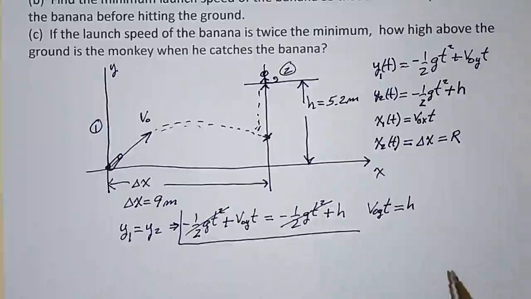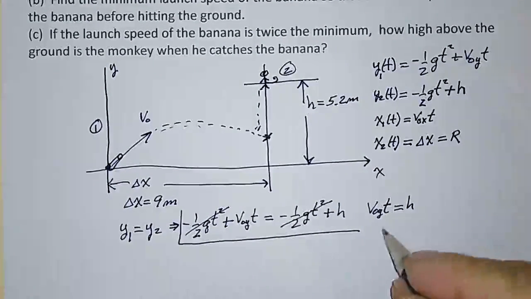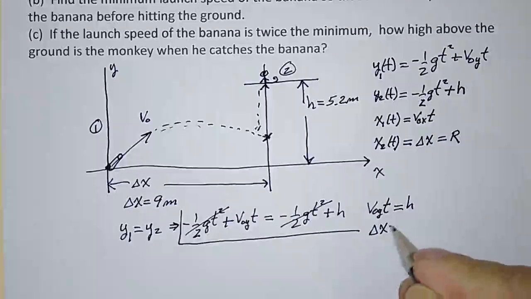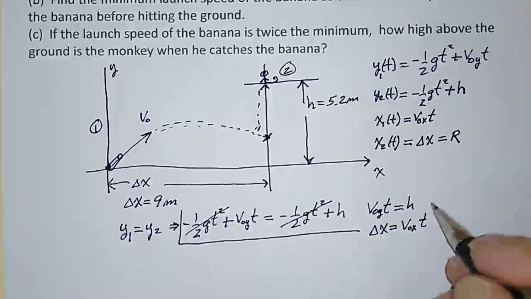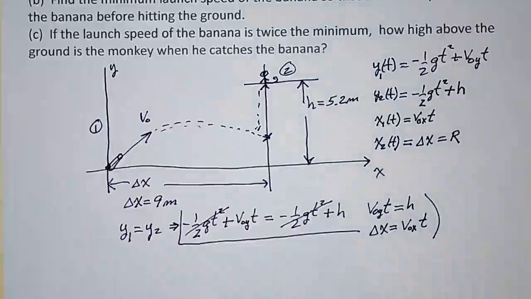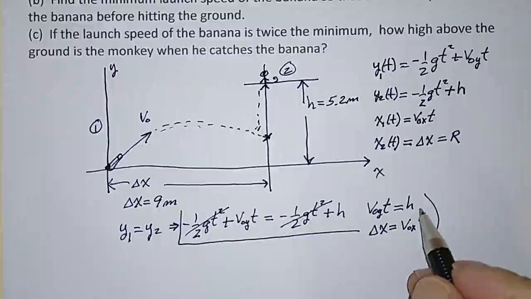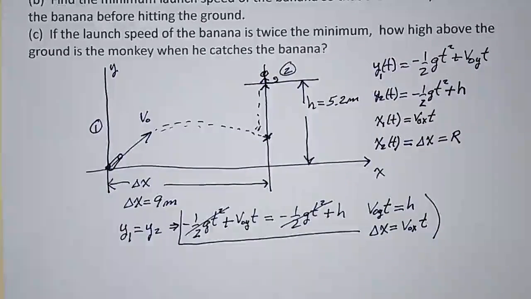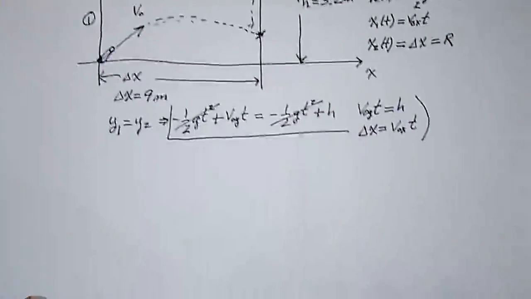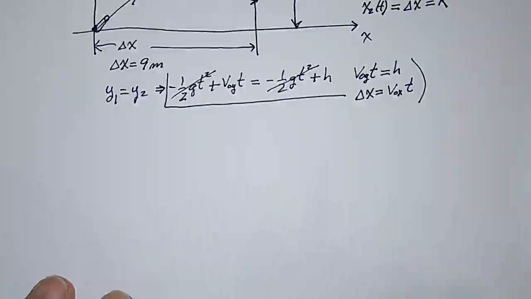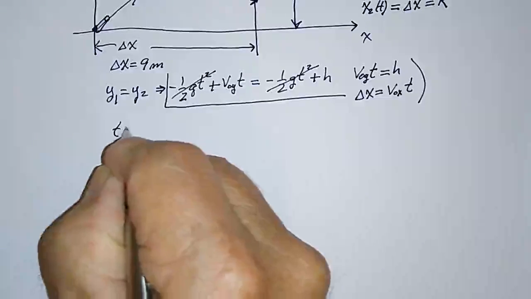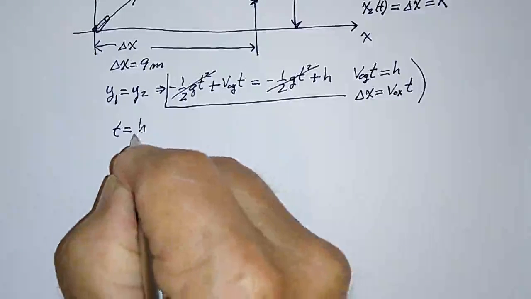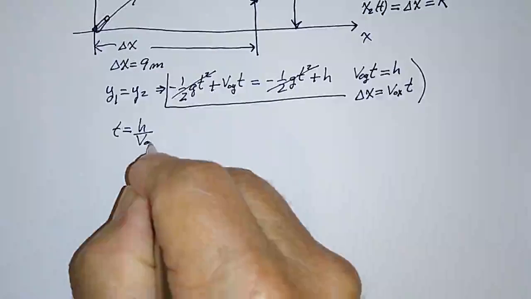I also know that in the x direction, delta x is just equal to v naught x times t. And from these two equations, I can get the answer I need. Namely, from this equation right here, let me move this up a little bit. So from this equation, I have that t is equal to h divided by v naught y.